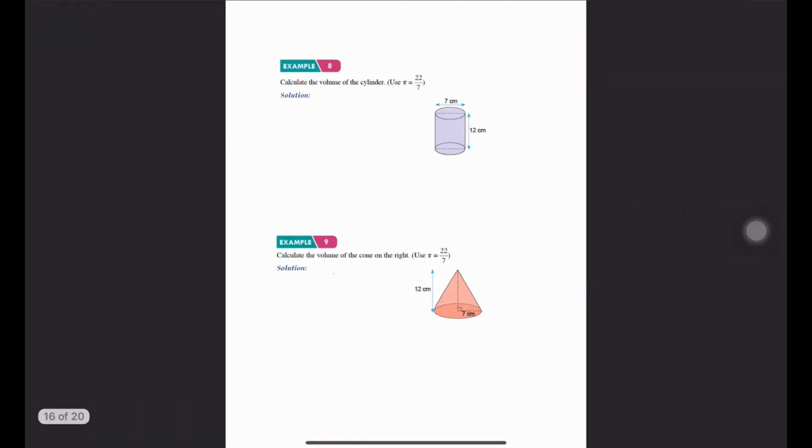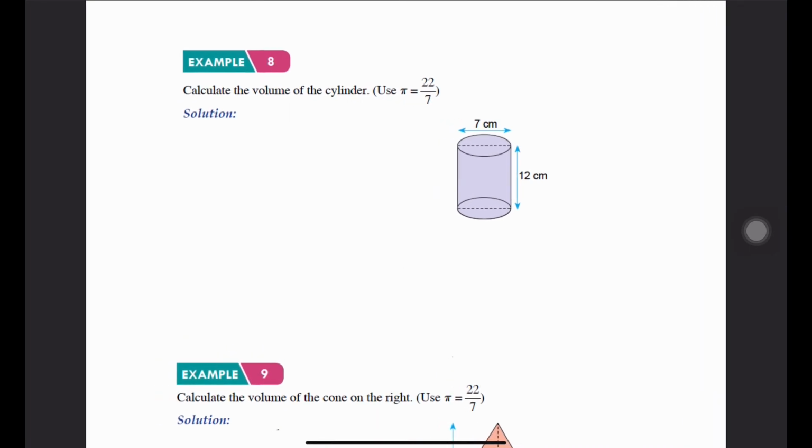Okay, now let's move to the next example. Calculate the volume of a cylinder. Use pi equals 22/7. So we know that the volume of a cylinder is equal to pi r squared h, where this part is the base circle, right? And then the height.